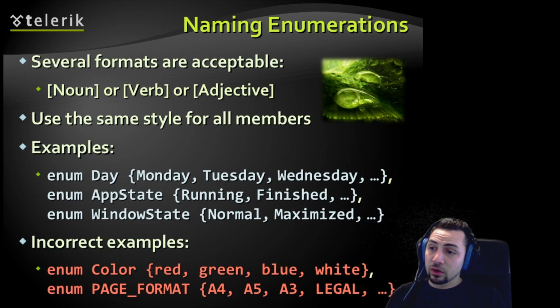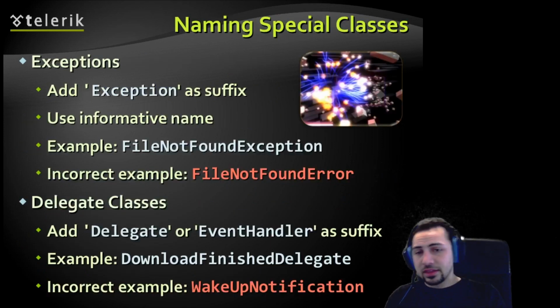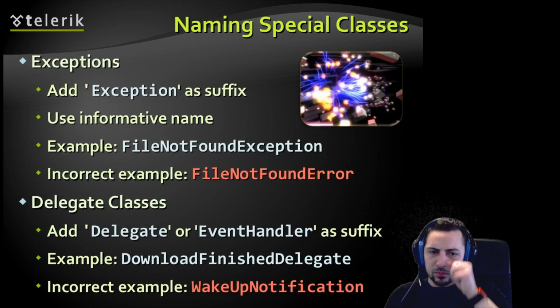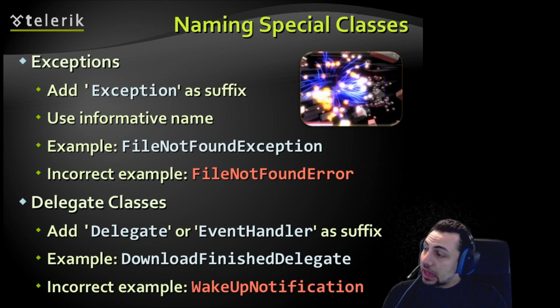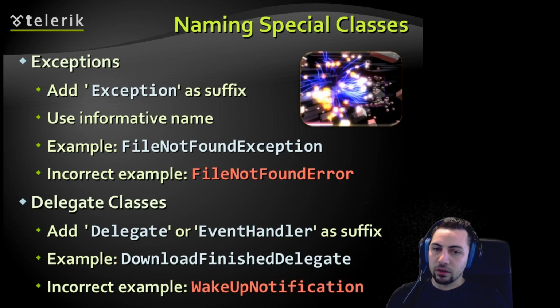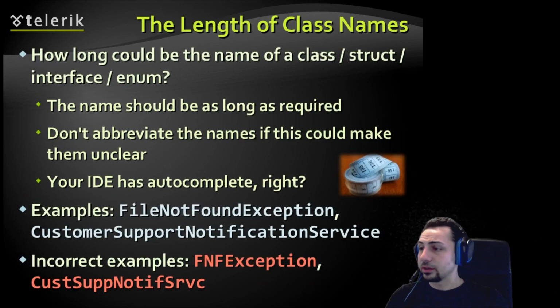Enumerations, they can be nouns or verbs or the adjective. Okay. I will talk about the final project at the end of lecture, but let's keep going here. There are special types of classes, specifically exceptions are one of them. And an exception should always end with the name of the error, right? Use something that is informative. We haven't talked about delegates. Delegates are like anonymous methods. We're not going to talk about those, so I'm not going to worry about it. But you should always finish them with delegate or handler.